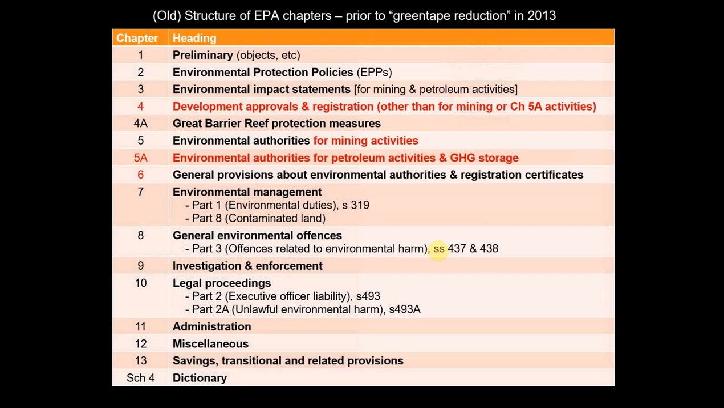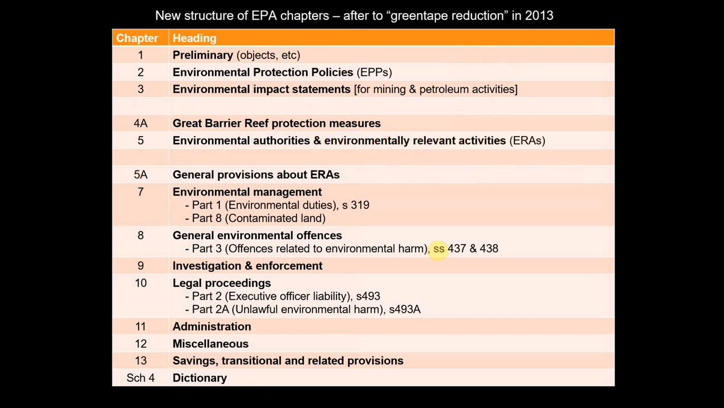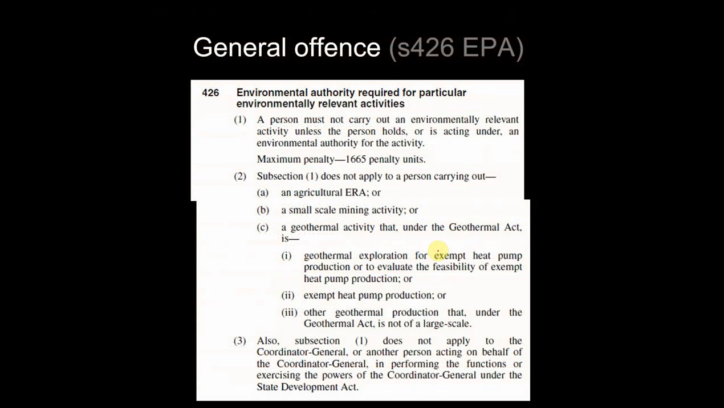So the old structure: the Act's undergone a whole series of amendments over the 20 years of its existence. Prior to 2013, it had a series of chapters dealing with the different approval processes under it. After 2013, those were consolidated into Chapter 5 dealing with environmental authorities and environmentally relevant activities. And there's other provisions, but I want to focus on the environmental authorities component of the Environmental Protection Act.